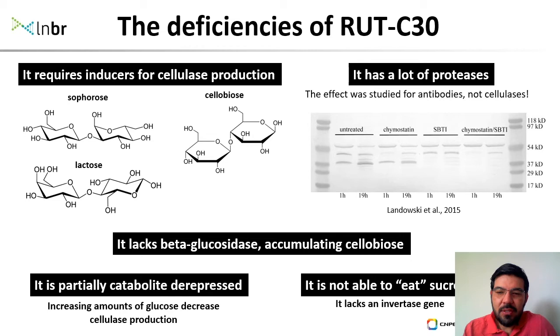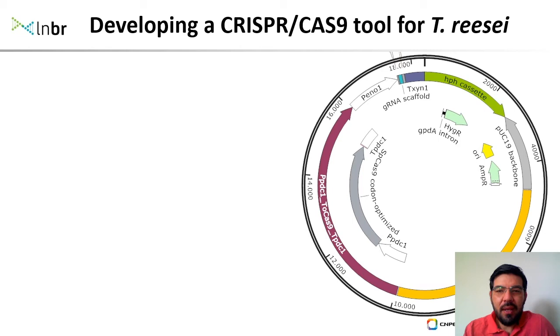For instance, in Brazil we have a lot of a byproduct from the sugar industry, that is molasses, so we cannot use it as a carbon source in this process. These are some limitations of this strain. And another point is the lack of molecular tools for the genetic engineering of this microorganism.